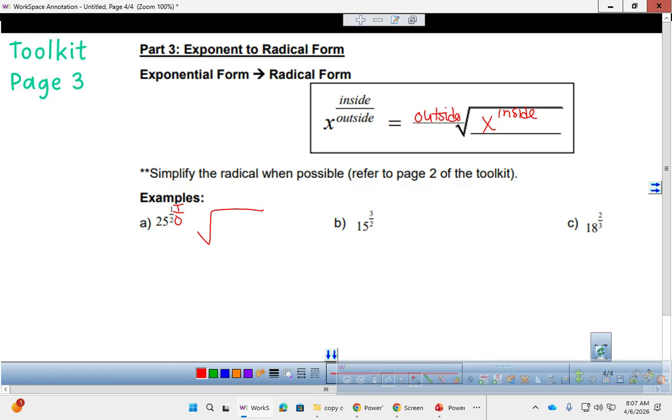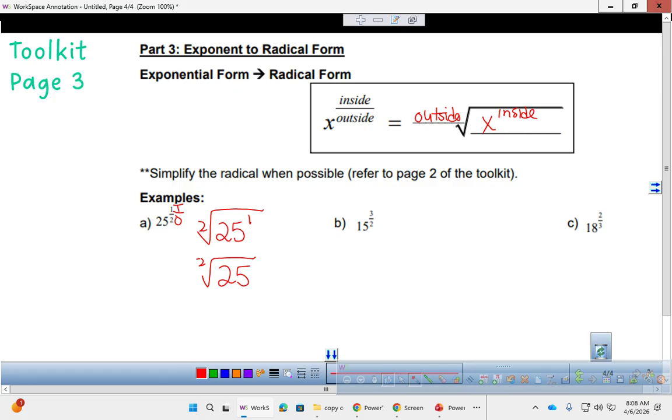So my outside number is going to be a 2, meaning that this is a square root. The inside will keep the 25 as the base, and the numerator becomes the exponent on the inside. What's 25 to the first power? 25. 25 one time is just 25. So I can also write this as the square root of 25.